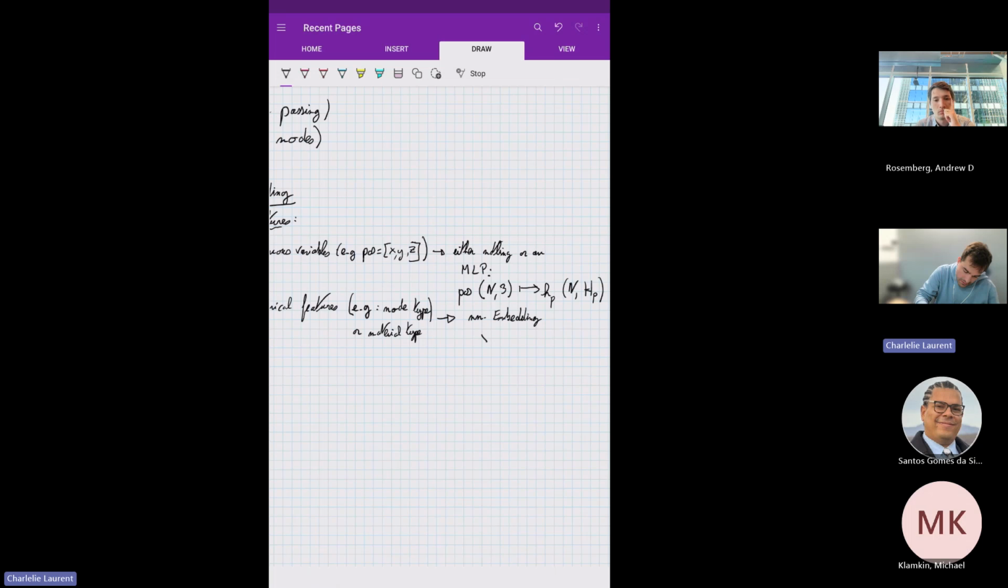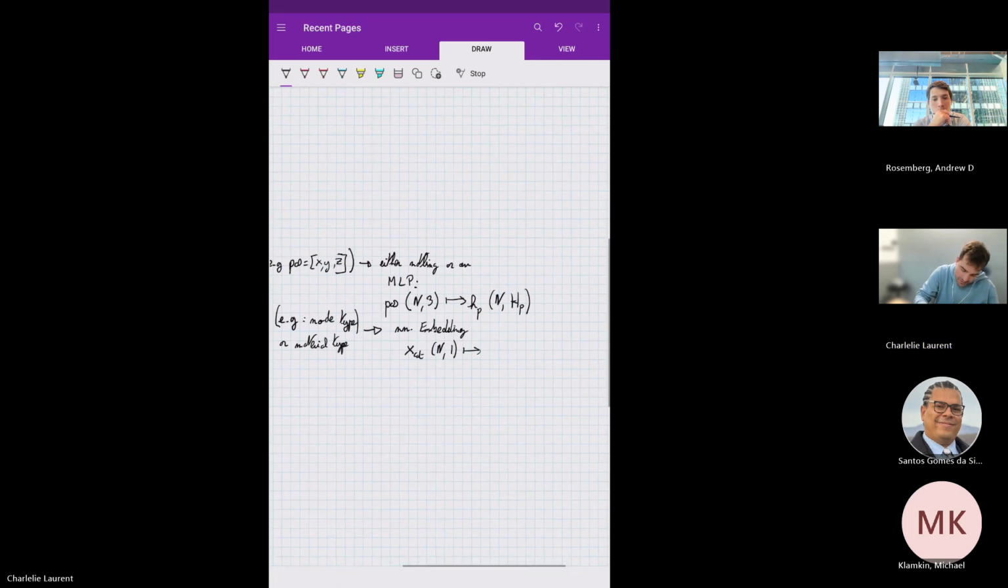You have X. So this is a categorical feature, X cat. It will have a size of N. Let's say one single categorical feature. So it's an integer, and it's going to output. Let's make it simple.